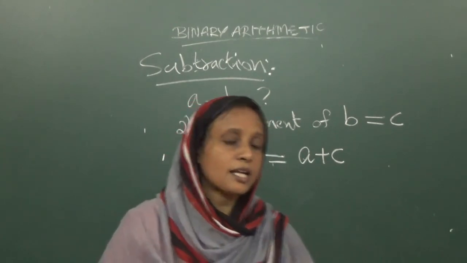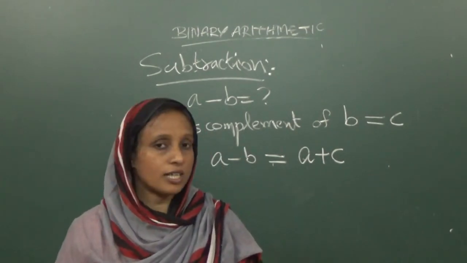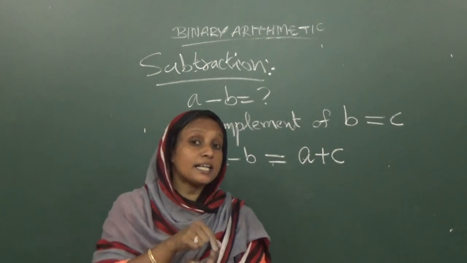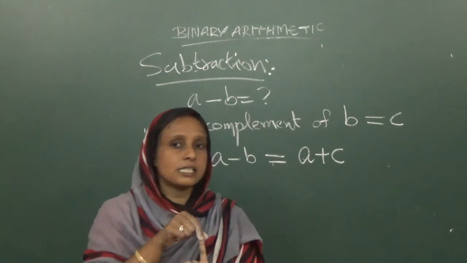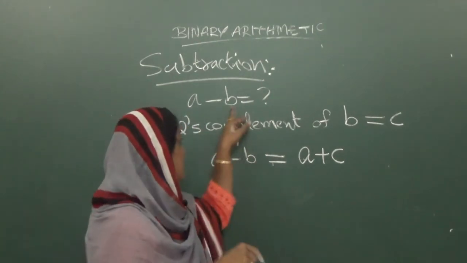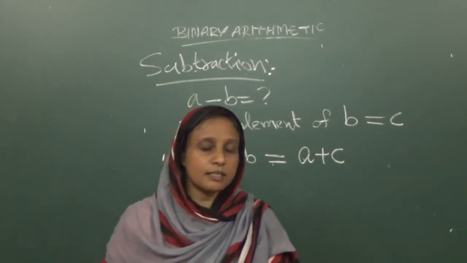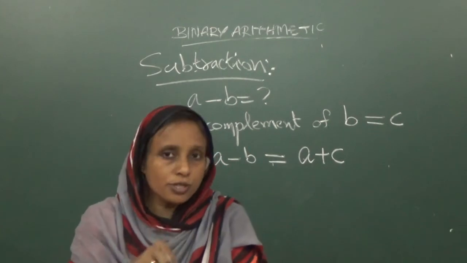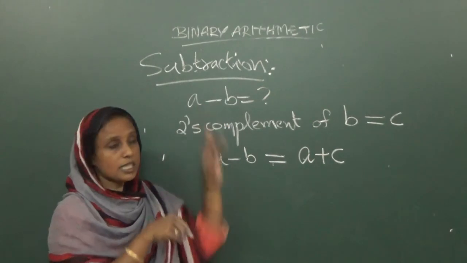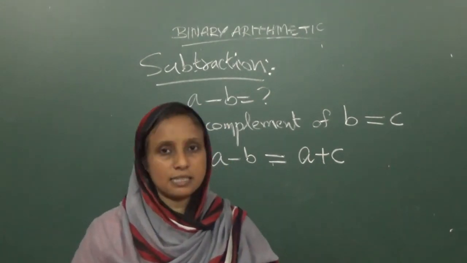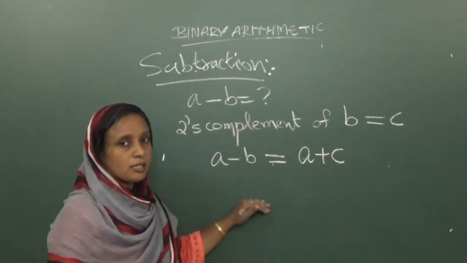Okay, so there are 2 steps for performing binary subtraction. The first one is identify the number being subtracted and take its 2's complement. In this example, it is B. Then the second step is add this 2's complement to the number A, the first number. This gives you the subtracted result. Okay, now we can do problems using this principle.